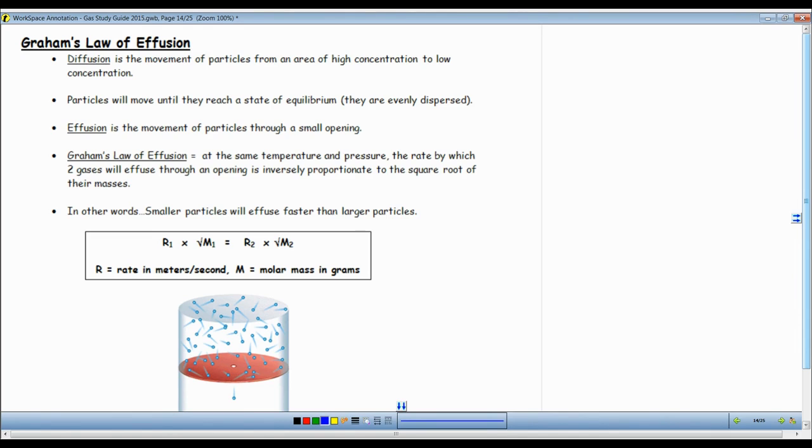So a little bit of vocab here. Now you probably heard of the word diffusion. Diffusion is just the general movement of particles from an area of high concentration to low concentration. So I could put a drop of food coloring in water, and we would say that eventually the food coloring diffuses through the water. It moves from high concentration to low concentration until it's evenly mixed.